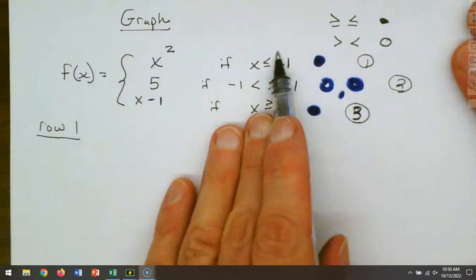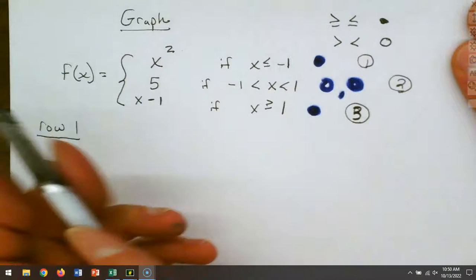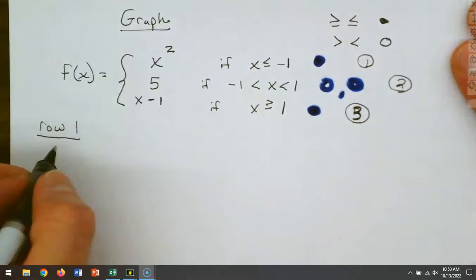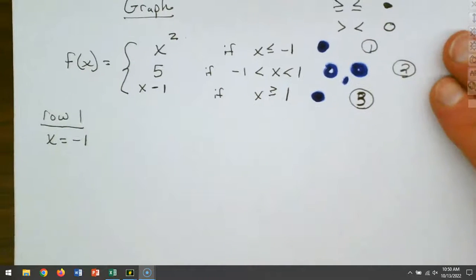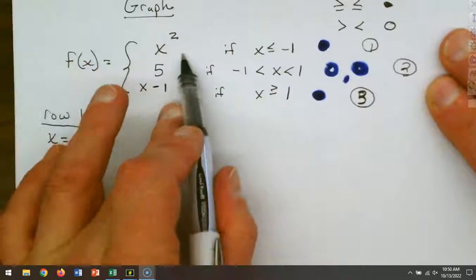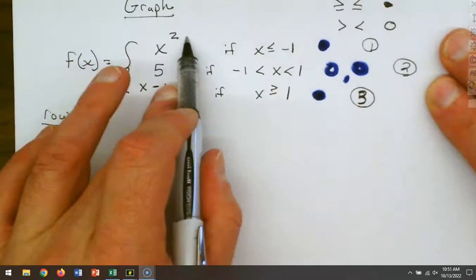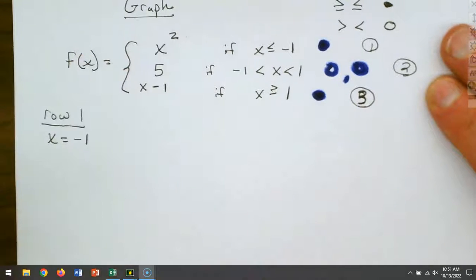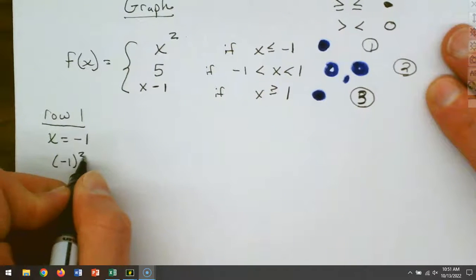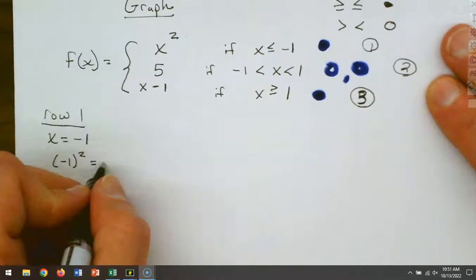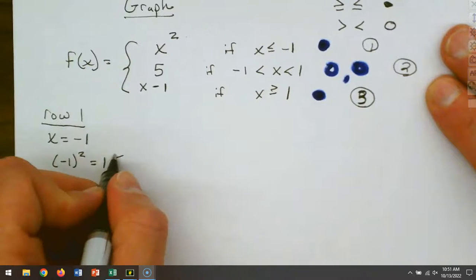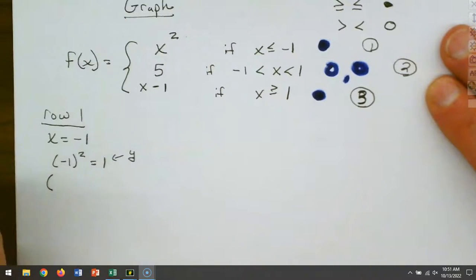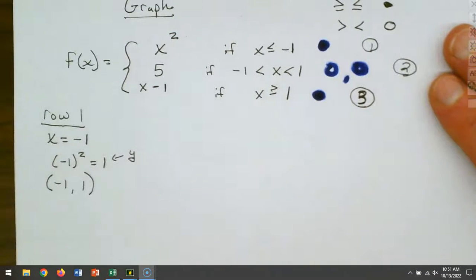So let's do each row, and we pick numbers in each row. So the first row, you always plug your value in. That's what you always do, is plug it in. So row 1, we're going to plug in x equals -1. Okay, and what's my function on the first row? It's x squared. So -1 squared, what does it become? +1. As an ordered pair, because this is your y here, don't forget that's your y. As an ordered pair, this would be -1, +1.